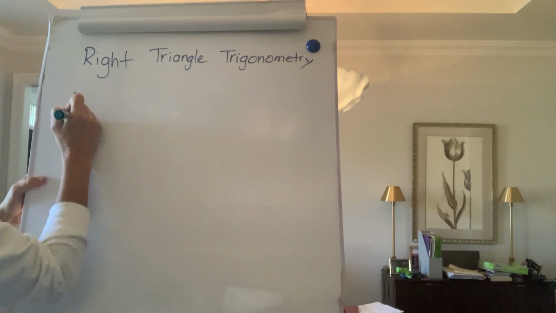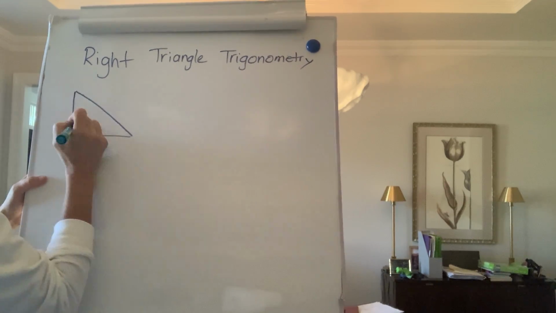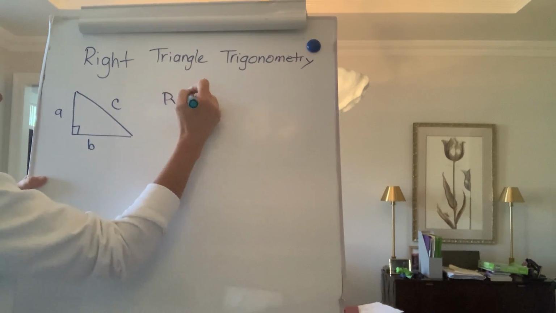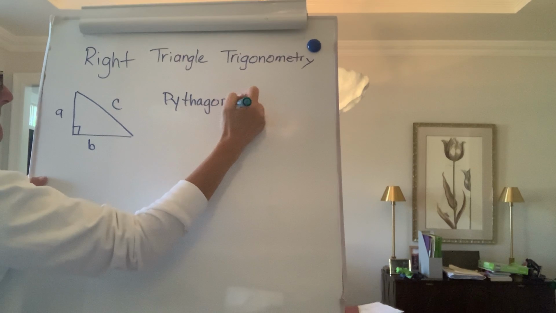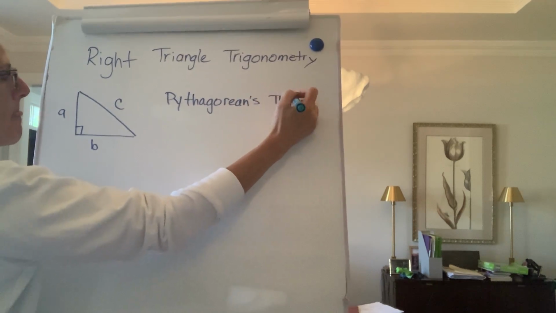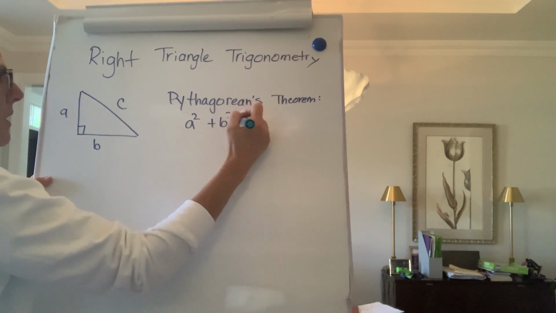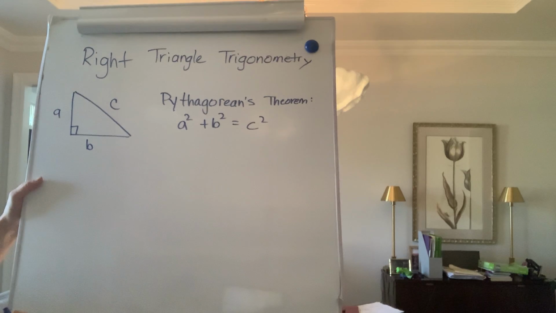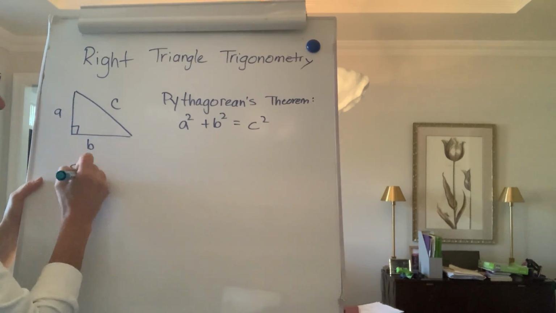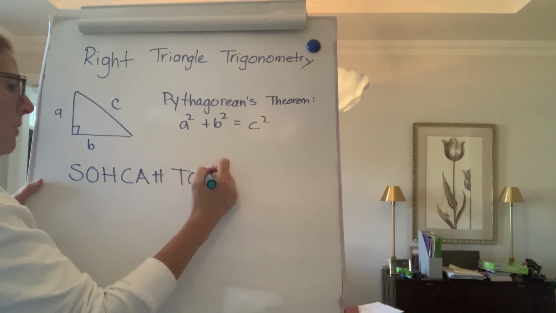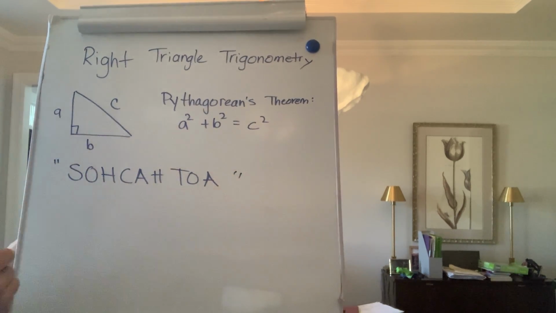A couple of things that we need to review. One is we will use the Pythagorean theorem a lot. Remember Pythagorean's theorem says a squared plus b squared equals c squared. Another thing we're going to use a lot is SOHCAHTOA. Remember, that's the word you used to remember the relationship between sine, cosine, and tangent.